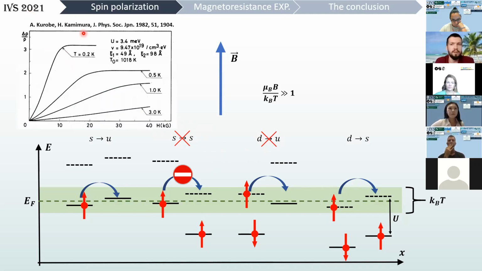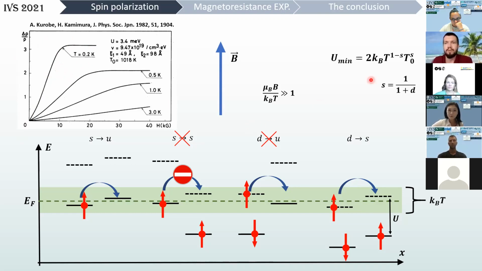Kurobe and Kamimura have developed this magnetoresistance mechanism, and on this figure you can see the calculated magnetoresistance response due to spin polarization. It causes positive magnetoresistance, and then at some critical magnetic field, the magnetoresistance gets saturated. This saturation is a fingerprint of this magnetoresistance response.